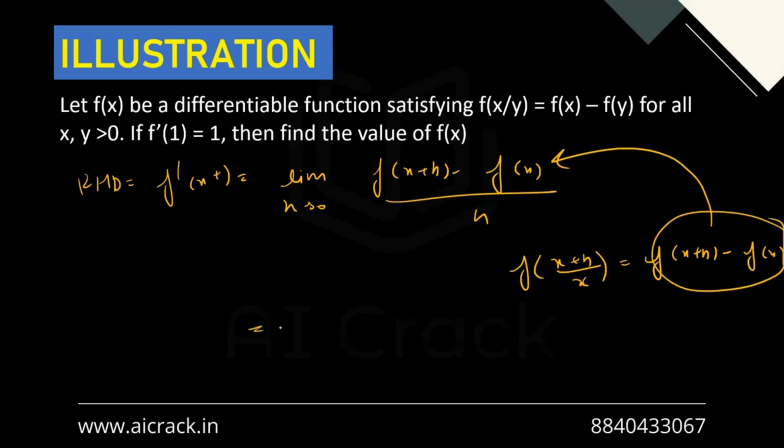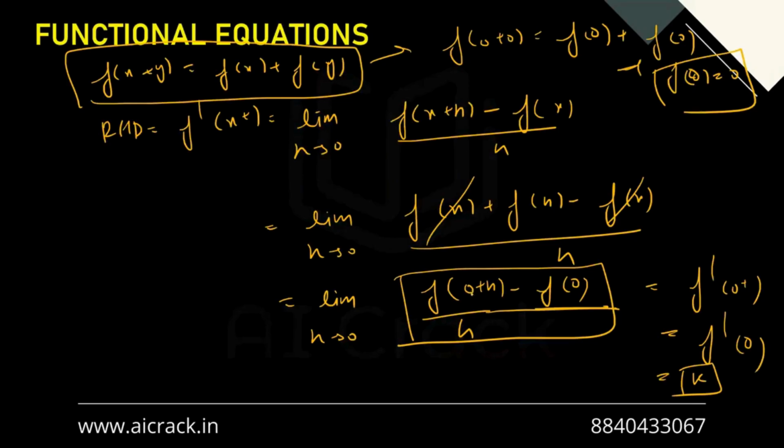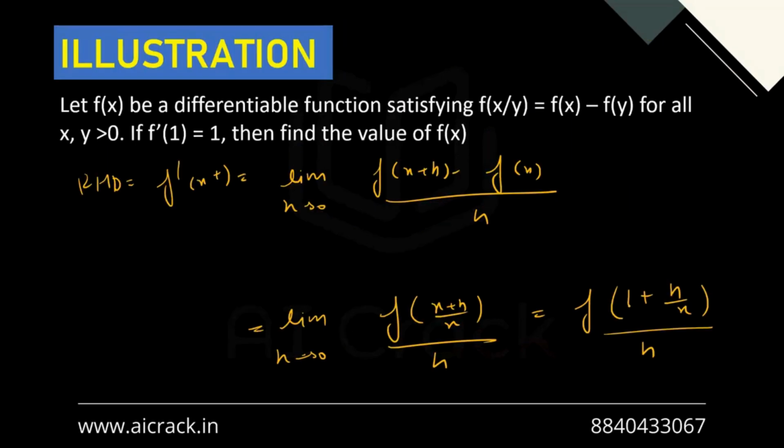Now this actually becomes limit h approaches 0 of f((x+h)/x) divided by h. Now we can write this as f(1+h/x) divided by h. In the previous example, we had f(0+h). That's why we were so determined to find the value of f(0), because that made perfect sense, so that this entire equation becomes f'(0+). Similarly, we have f(1+h/x) over here, so I must be determined to find the value of f(1). I should have f(1) over here somehow. So let's try to find the value of f(1).